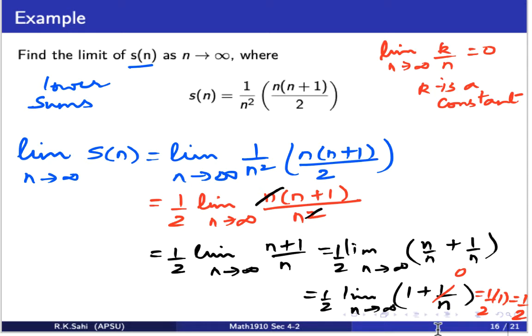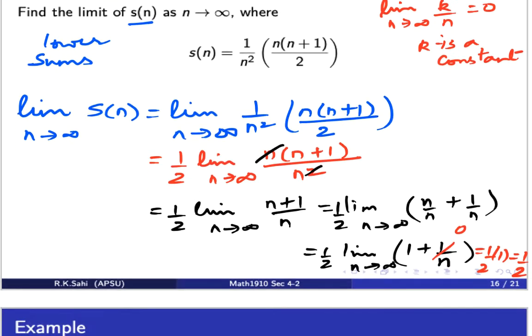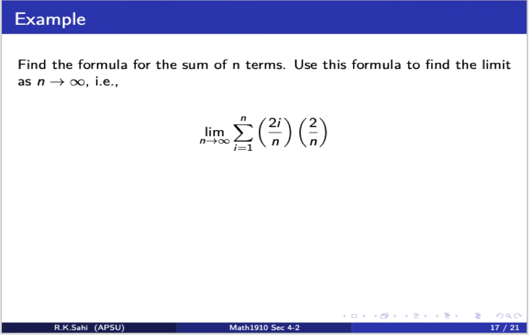Okay. Now we are going to combine this limit with the summation rules we learned earlier. So that's the next example, guys, we're going to look at. Now it says find the formula for the sum of n terms, and we use this formula to find the limit as n tends to infinity. So before we can apply the limit, we have to open this, the summation rules, guys. That's what we're going to do over here.